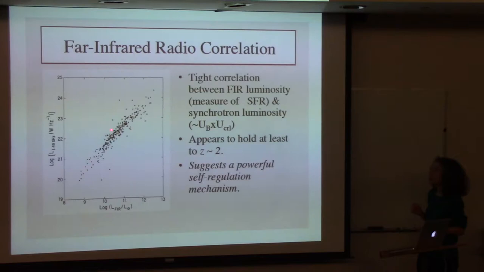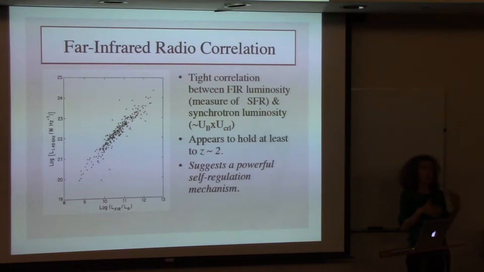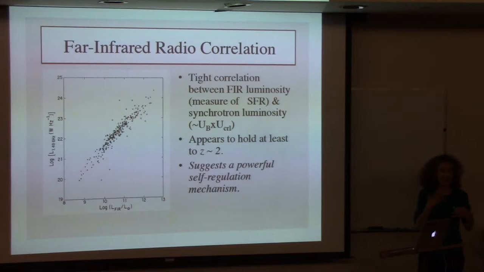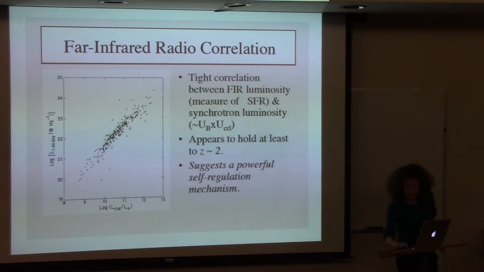And if we take into account that the synchrotron luminosity is roughly proportional to the product of the magnetic and the cosmic ray energy densities, and this is proportional to the star formation rate, there seems to be some kind of self-regulation mechanism between magnetic field generation, cosmic ray acceleration, and star formation. They seem to be linked in some very reproducible way across galaxies of many types.